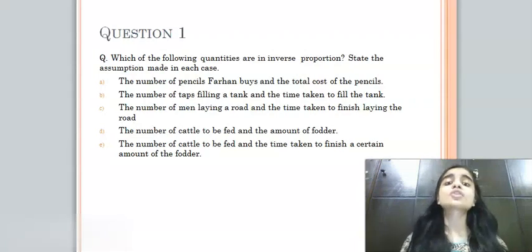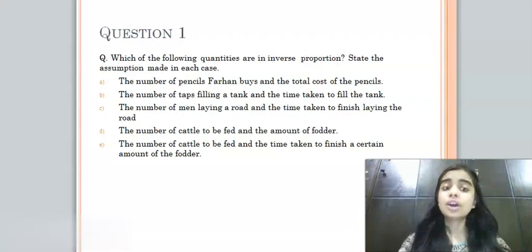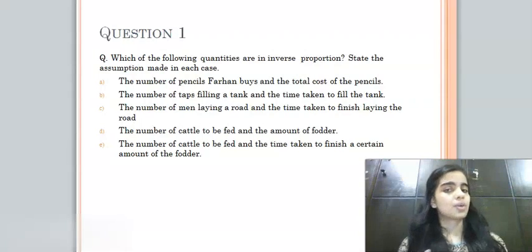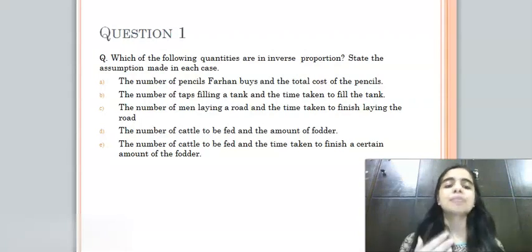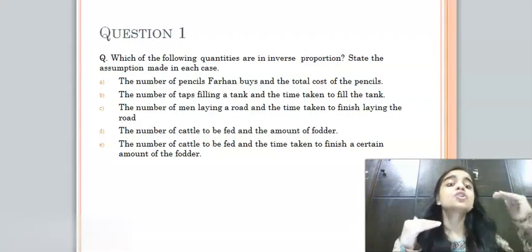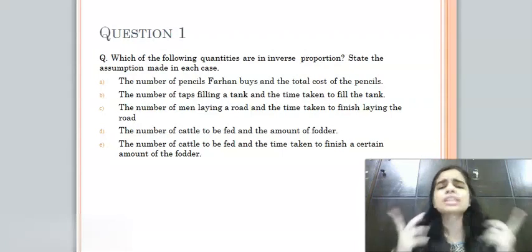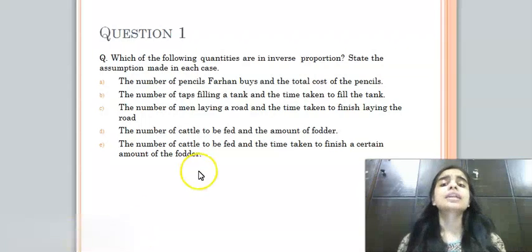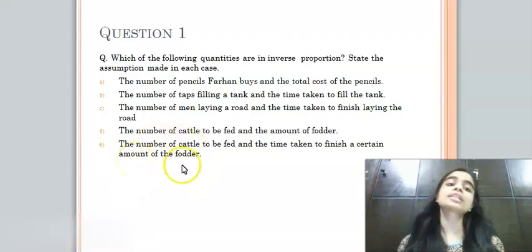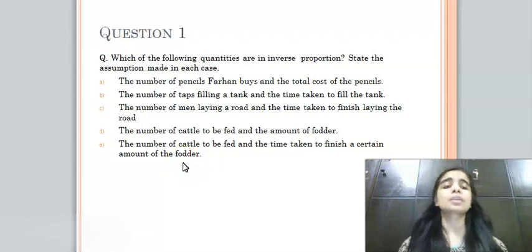E. The number of cattle to be fed and the time taken to finish a certain amount of fodder. Here, they have changed it a bit. Number of cattle and the time taken. If I increase the number of cattle, my time taken to finish the food will decrease. It will be inversely proportional. And what is the assumption? That the amount of fodder is same, because it says a certain amount of fodder. So, we are done with question number 1. It was very easy, so we did it orally.